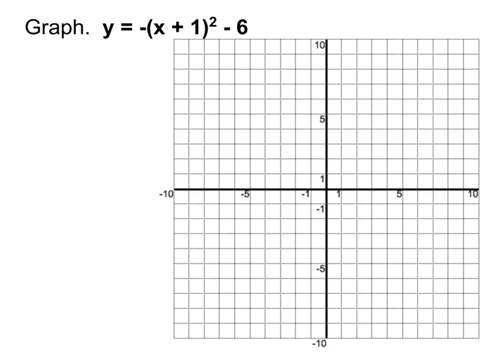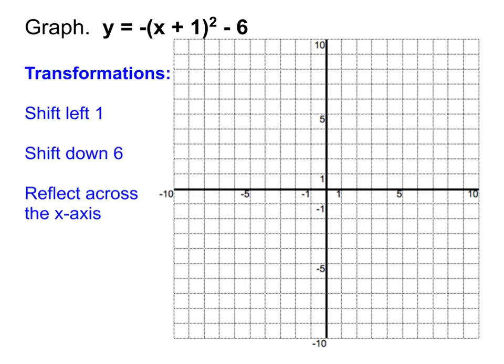All right, so first thing I want to take a look at is the transformations, because you can often just graph straight from the transformations. So the transformations for this particular equation are a shifting left 1, shifting down 6, and a reflection across the x-axis. So knowing that, I know that my first point needs to be left 1 and down 6.